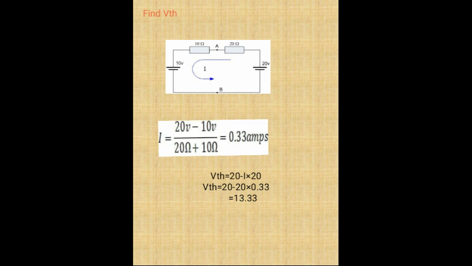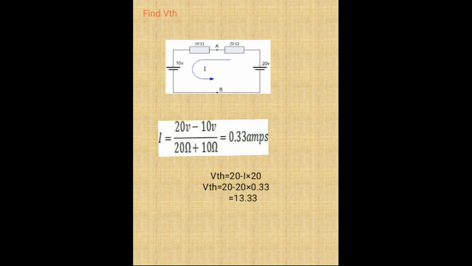In the next case, we have to find VTH. In the given circuit, first of all we will find the value of current. Applying KCL in the given circuit, the value of current will be I equal to 20 minus 10 upon the total resistance of the circuit, that is 20 plus 10. So its value is 0.33 ampere.